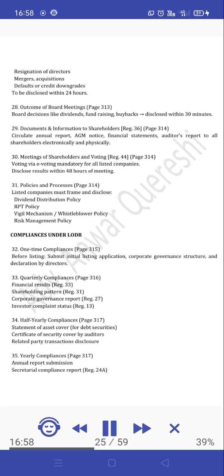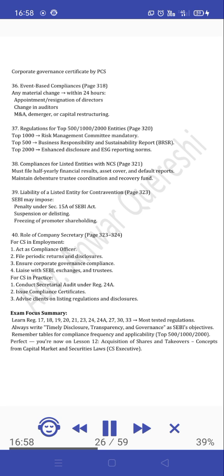34. Half-yearly compliances, page 317. Statement of asset cover for debt securities. Certificate of security cover by auditors. Related party transactions disclosure. 35. Yearly compliances, page 317. Annual report submission. Secretarial compliance report, Reg. 24A. Corporate governance certificate by PCS.